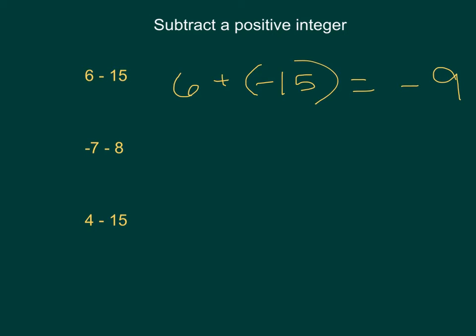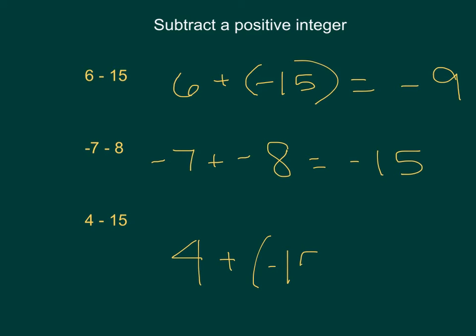If we have negative 7 minus 8, we have negative 7 plus negative 8. Again, if you picture that on a number line, you have negative 7, now you're traveling a negative 8, so 7 and 8 are going to give you negative 15. And then the last one is 4 minus 15, positive 4 plus negative 15. You start at 4 and you travel 15 in the negative direction, and you should have a negative 11.